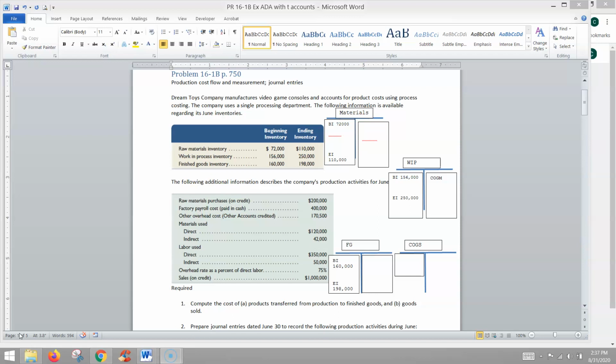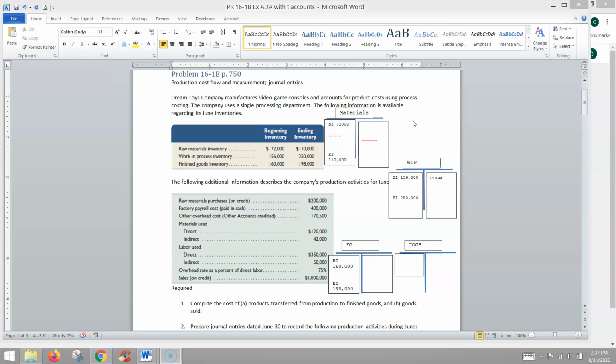So it gives us the different inventory accounts, raw materials, work in process, and finished goods, and the beginning inventory and ending inventory for each account. So you see I've set up the T accounts and I've already populated the beginning and ending inventories from this table. The following additional information describes the company's production activities for June.